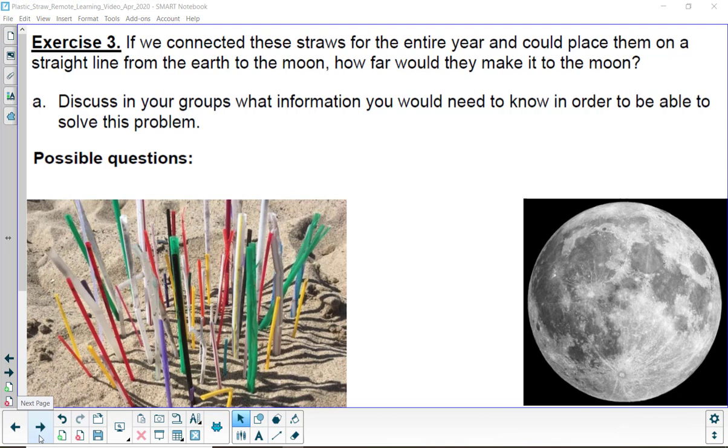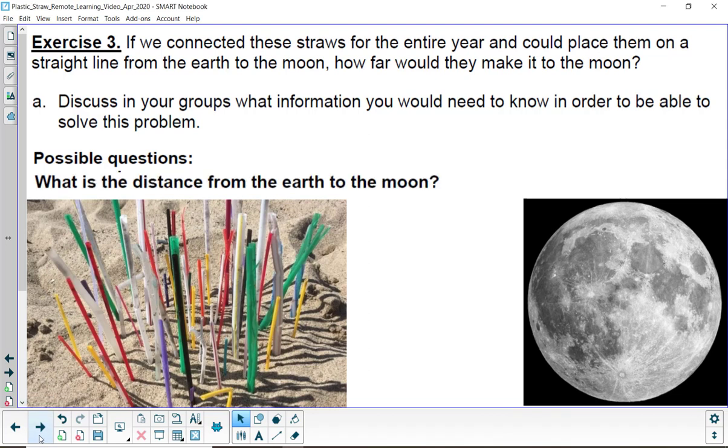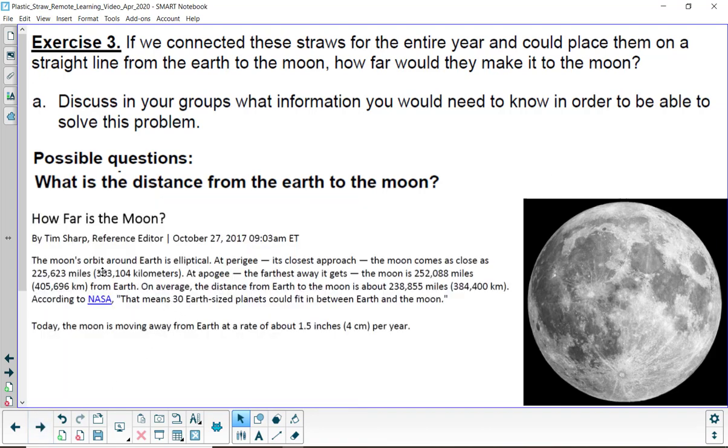So, possible questions that hopefully you thought of: what is the distance from the Earth to the moon would be a good question. And so I looked this up and came up with this information, and I'll put this on the next screen. By the way, I found out the moon is moving away from the Earth at a rate of about 1.5 inches per year. Just FYI.